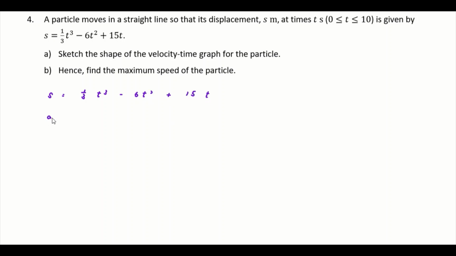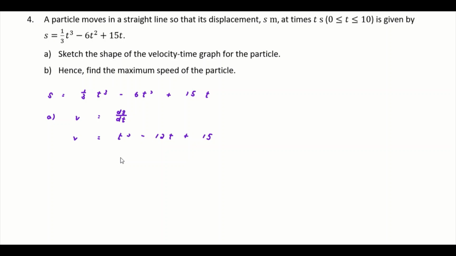So to do A, we need to get the velocity equation first, then only we know the shape. By looking at this, you know that your v should be a quadratic equation, because this is power 3. So the velocity is equal to ds/dt. Let's differentiate the displacement with respect to time. Moving in front, I get t squared minus 12t plus 15. So I'm going to draw a graph of v equals t squared minus 12t plus 15. This is a quadratic graph.